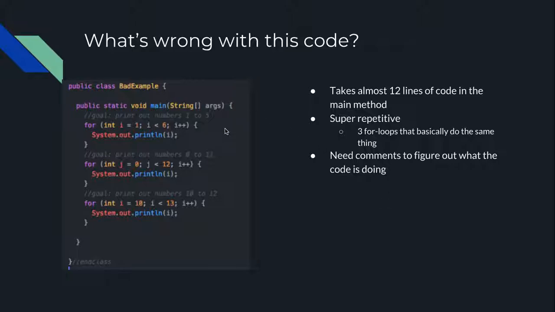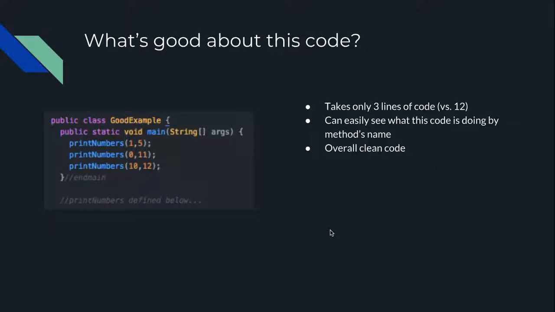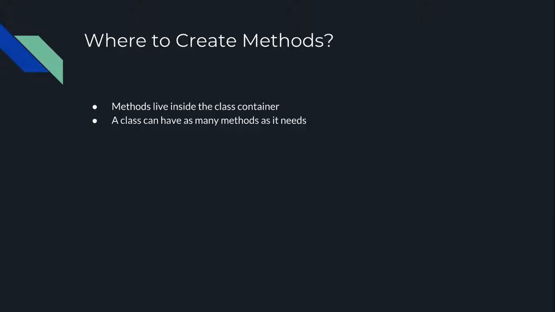And like I said, it's really repetitive to have 3 for loops that essentially do the same thing. It's supposed to print something some number of times, and you need comments to figure out what the code is doing. In the good example, it only takes 3 lines of code, and you can easily see what this code is doing just by the function's name, and overall it's just cleaner than the bad example.